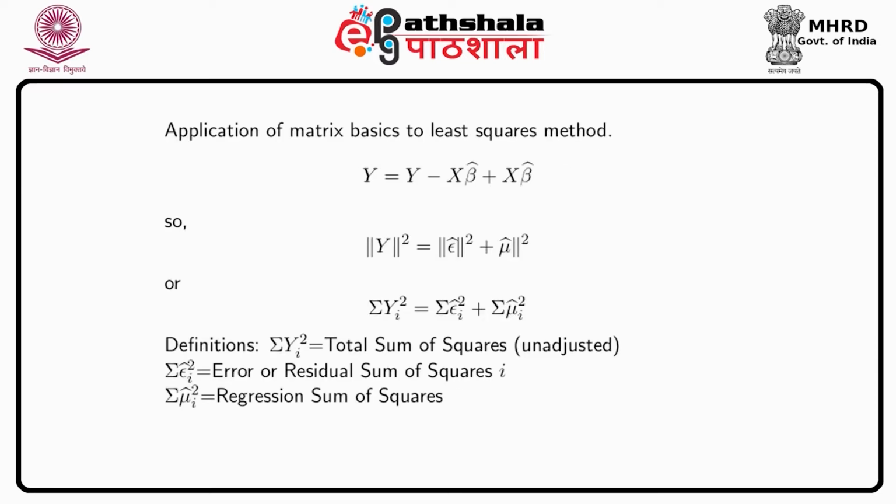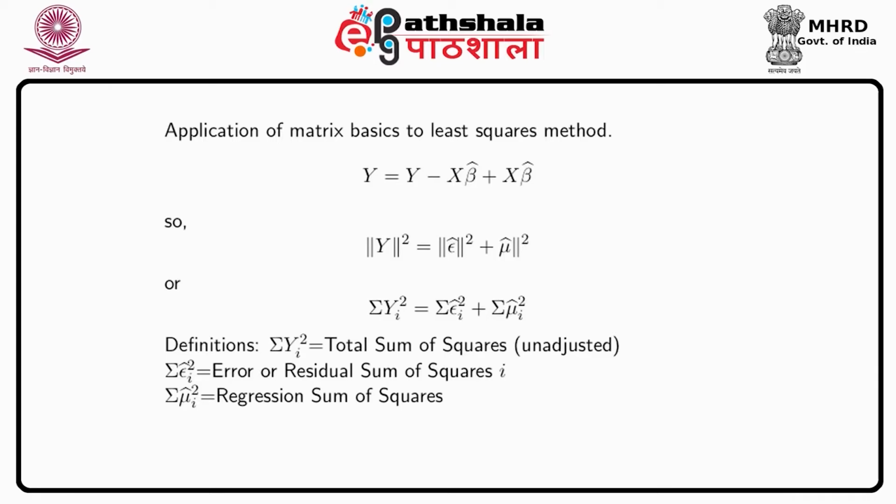Now, the application of the above mathematical basics can be put to use in case of linear models. Suppose the y vector, which is the vector of response, is written as y minus x beta hat plus x beta hat. Now we've seen before that y minus x beta hat is the difference between the observed y and the estimated y. So that can be replaced by the error term epsilon hat plus mu hat, which is representing the mean value of y estimated by x beta hat. So the squared length of the vector y equals the squared length of epsilon hat plus the squared length of mu hat, because we have seen previously that they are all orthogonal to each other.